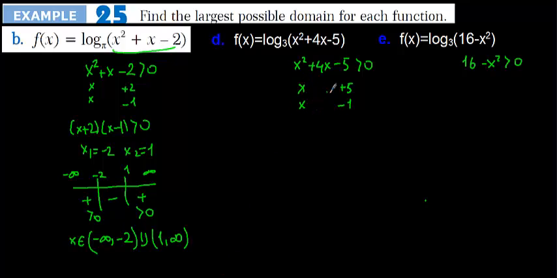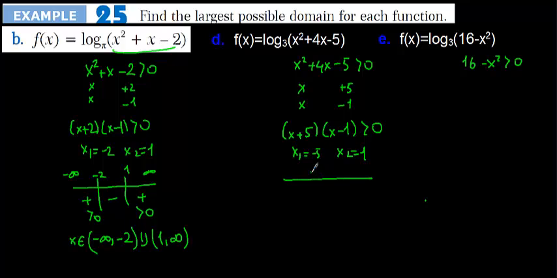We can factorize as x and x. (x + 5)(x - 1) is equal to x squared plus... x times 5 is equal to 5x, x times minus 1 is equal to minus x, so 5x plus minus x is going to be 4x. So this factorization is true. (x + 5)(x - 1) is greater than 0. The critical points are x1 equal to minus 5 and x2 equal to 1.